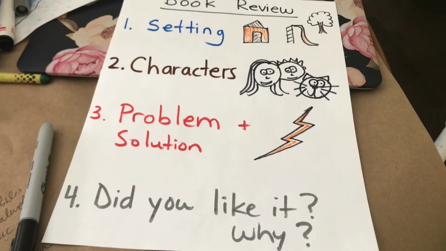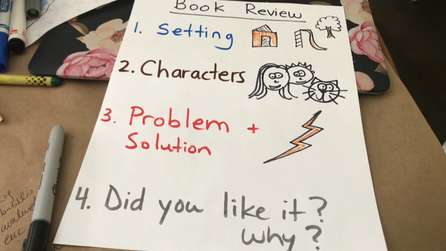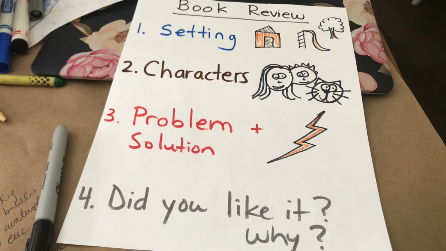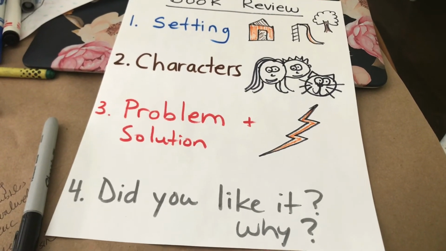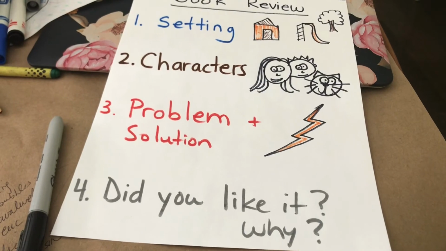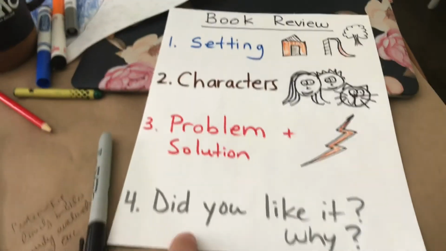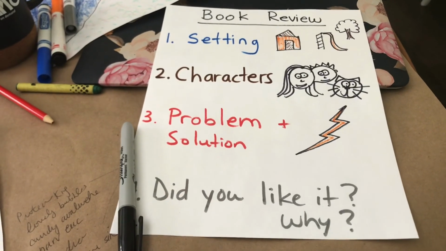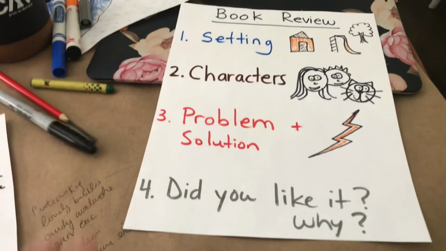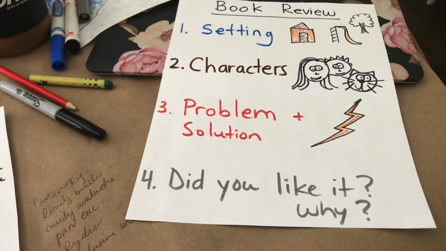Then we talked about what the problem and the solution was. So what was the problem and how did they fix it? Or you might just write what happened in the beginning, middle, and end if your story doesn't really have a clear problem or solution. And the last thing is tell me, did you like it? Why, right? So remember, we should have that word because there.